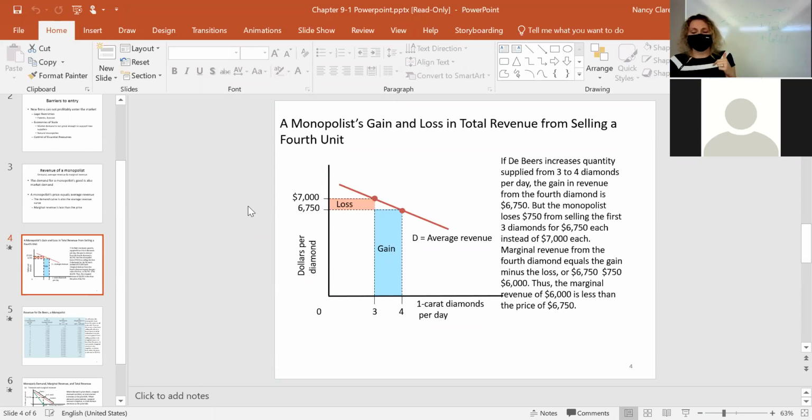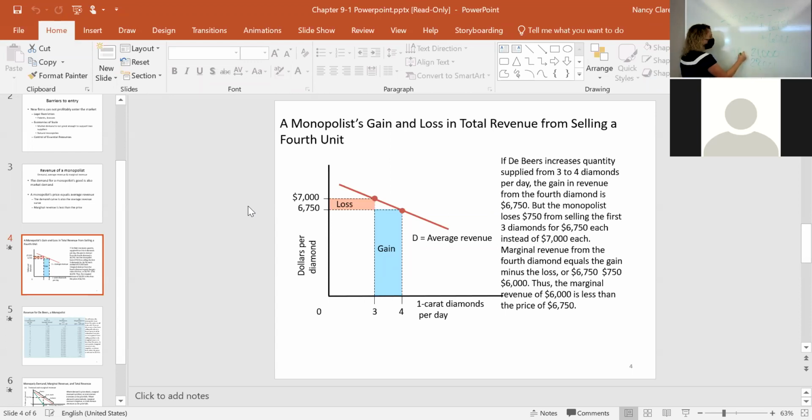There's another way to find this. Looking at the graph on the slide, there's another way to actually find these numbers. And that is to come up with total revenues. So what was your total revenue when you sold 3 units? Well, 3 times 7,000 is 21,000, right? So you were making 21,000 in total revenue. And then when you sold 4 units, 4 times 6750 is actually going to give you 27,000 in total revenue.